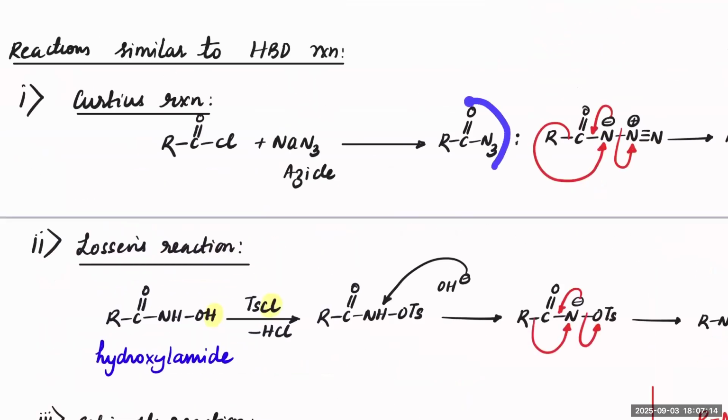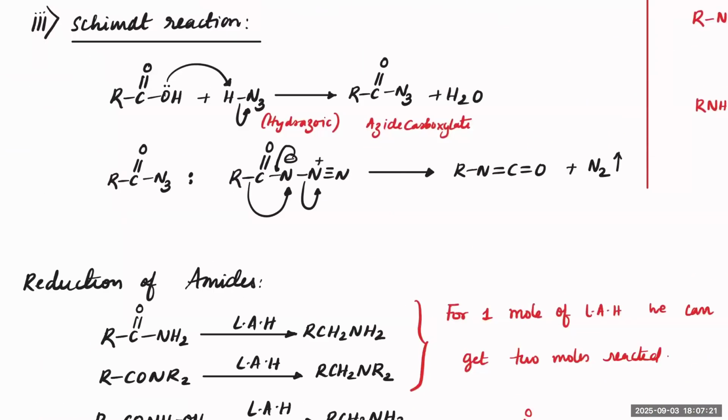And just now we learned this: if you get an azide, you can make a rearrangement again. So you can see the same thing here. R-C double bond N3. This minus charge will make a double bond here, R minus will attack on nitrogen, the bond will break here, and N2 will come out. So isocyanate will form.